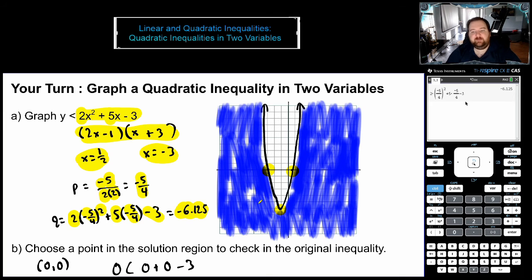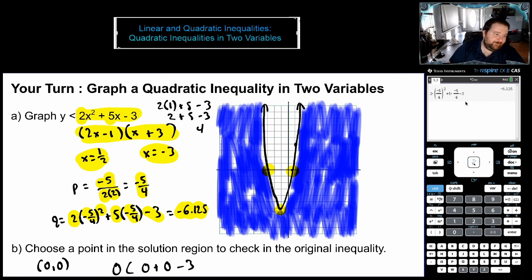Now, if you wanted to plot more points than this, you're certainly welcome to. All you would basically do is put in values. So like, for example, when x is 1, you would have 2 times 1 plus 5 minus 3, which is 2 plus 5 minus 3, which is 4. And when x is 1, it's 4 right there. So you could plot a couple points, right? And just to make sure that your graph is super accurate.